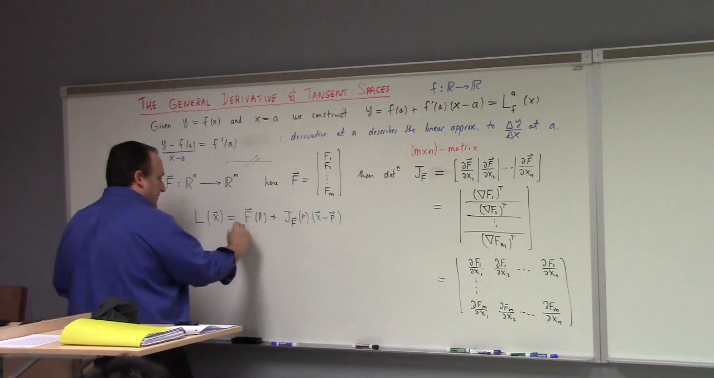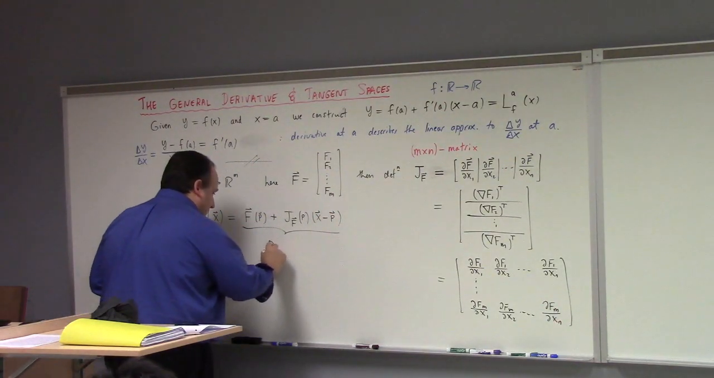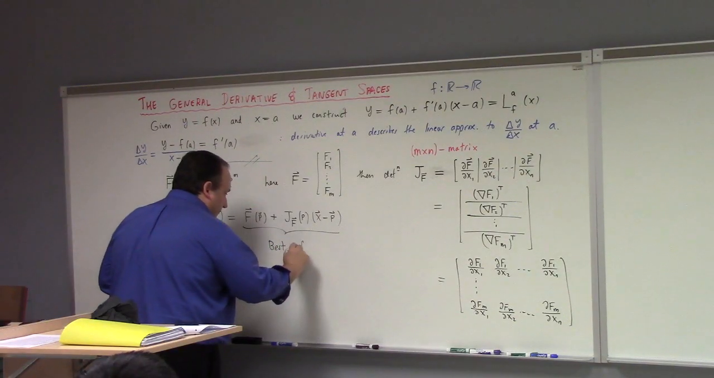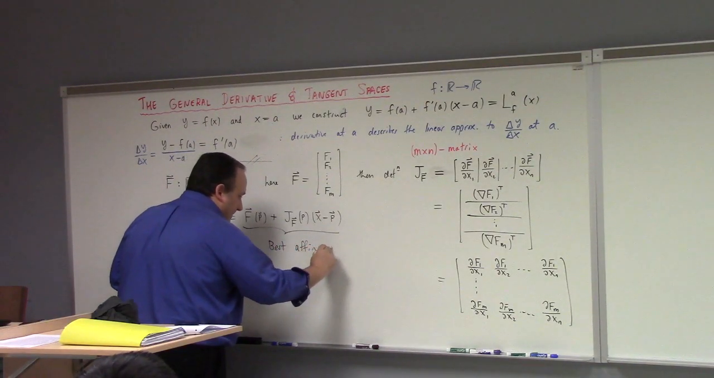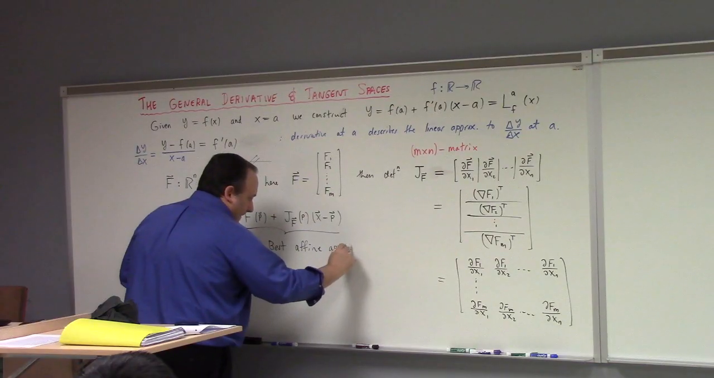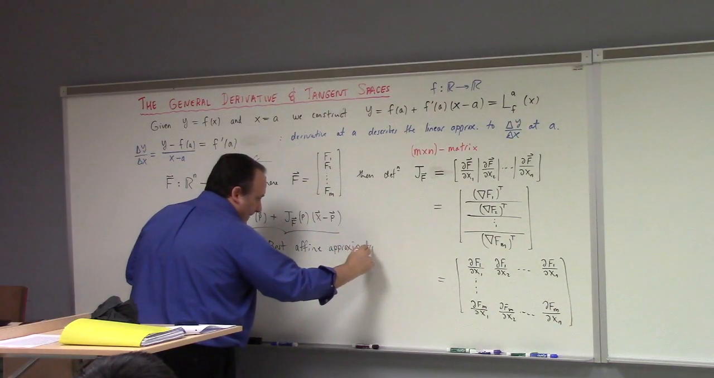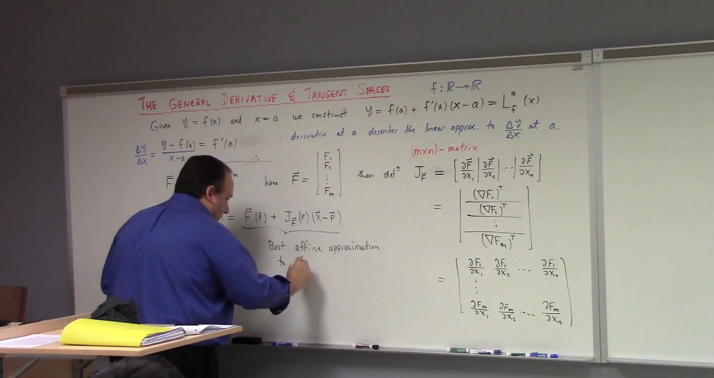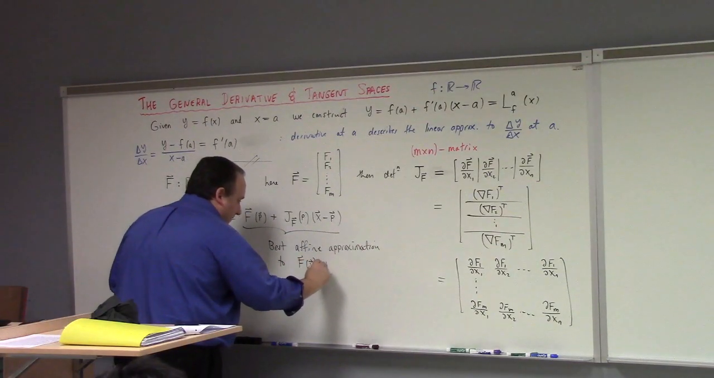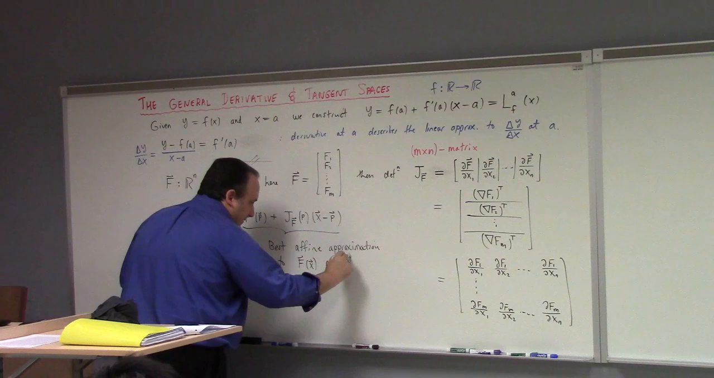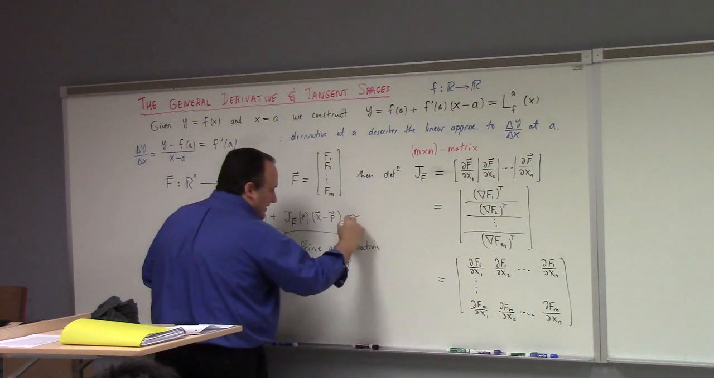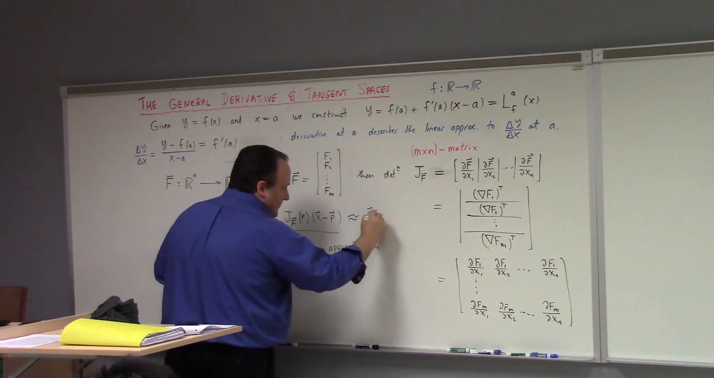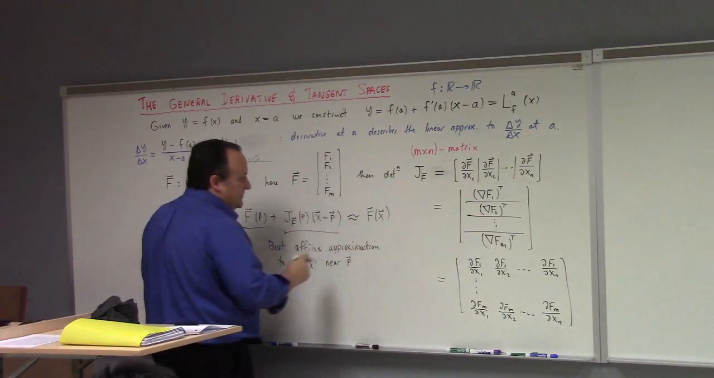This right here is the best affine approximation to f of x near p. In other words, this is approximately equal to f of x, provided that we're close to the point of tangency.